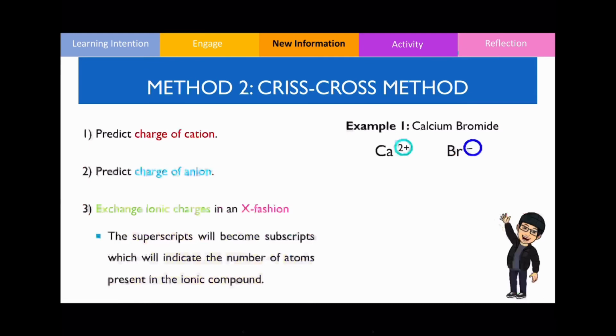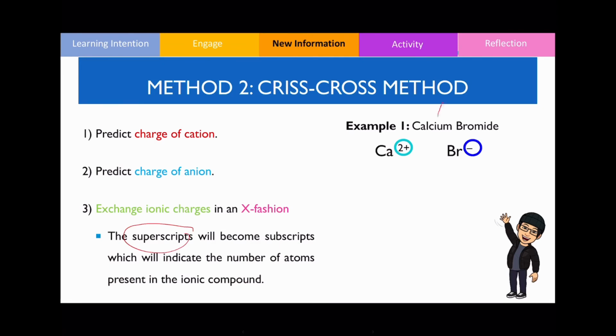and I'm going to show you a number of examples so that you become familiar and efficient with this particular method. So the first step reads, predict the charge of a cation. Second step says, predict the charge of an anion. And then you want to exchange the charges in an X-like or crisscross-like fashion. So the superscripts, meaning the powers, become the subscripts for the adjacent element, and this will indicate the number of atoms present in the ionic compound. That doesn't make sense to most people, so I'll just show you what I mean by this.